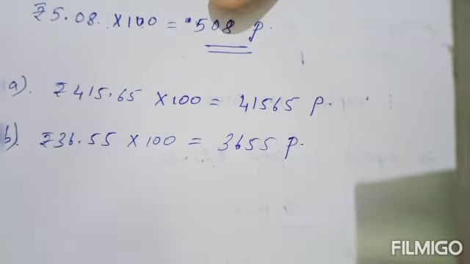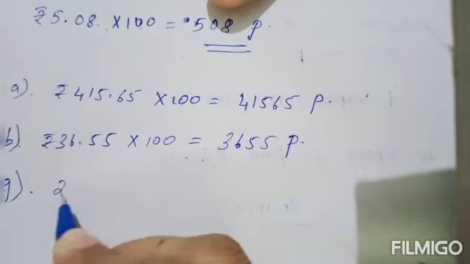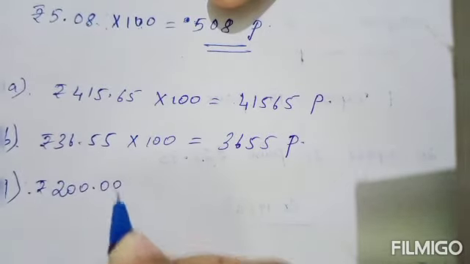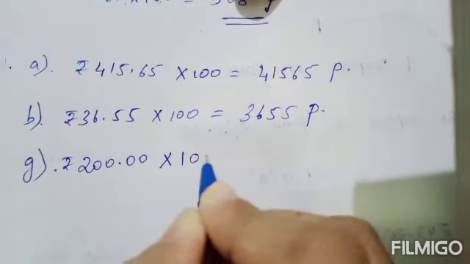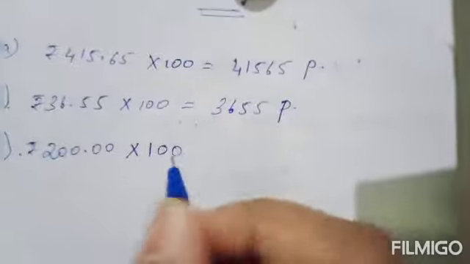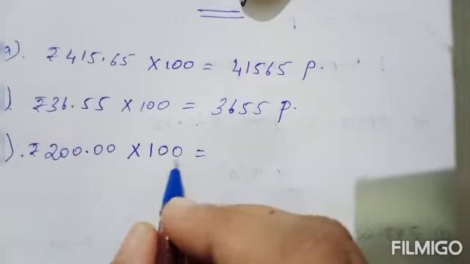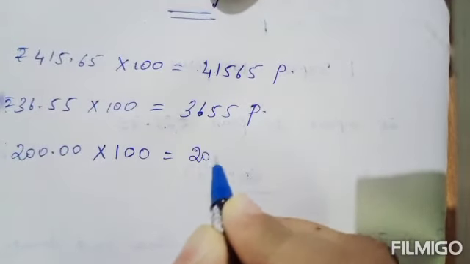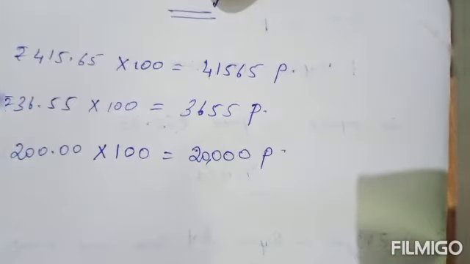3,655 paise it is. Okay, now in that G, 200 rupees, 200.00. So in order to convert rupees to paise, just multiply by 100. So rupees 200 into 100. What you will get? It is 200.00. That is 20,000 paise it is.